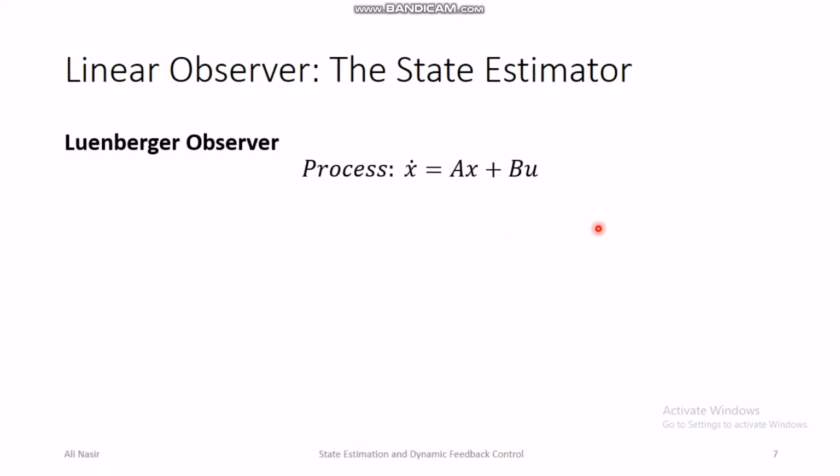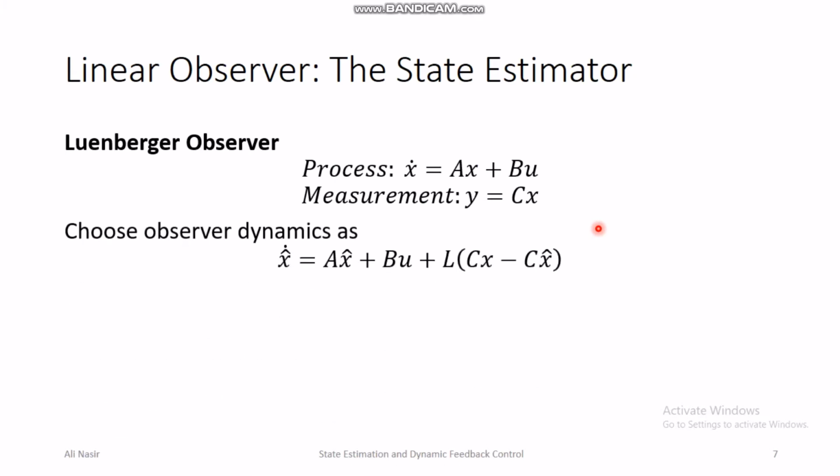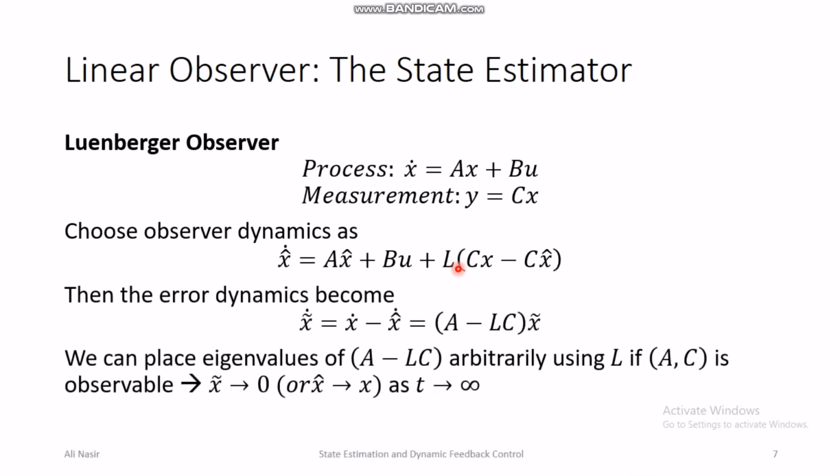Then we discussed the Luenberger observer, and the Luenberger observer is basically a copy of the system dynamics plus a correction term. In the correction term, the calculation of the gain of the observer is basically what we call the design of the observer. The logic behind the design is that we select the observer gain in such a way that the error dynamics are asymptotically stable, which means that the error goes to 0, which means that x hat goes to x as time progresses.